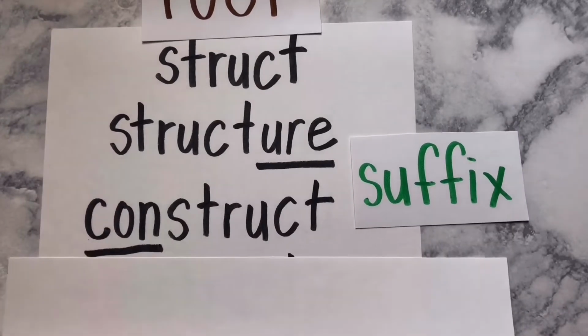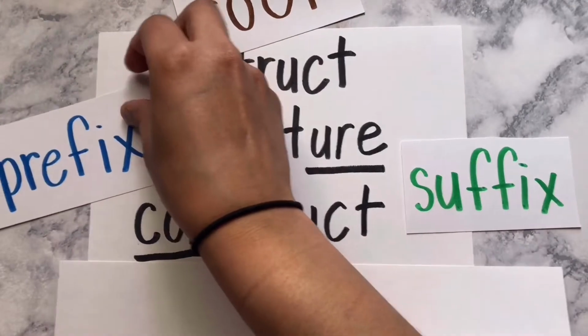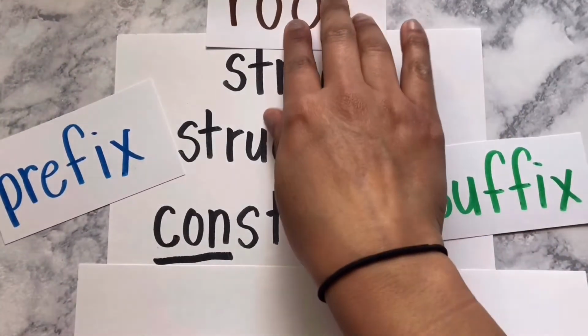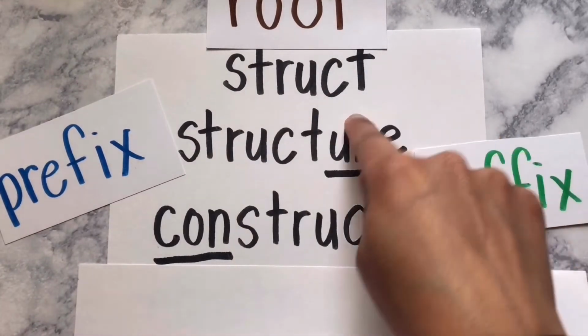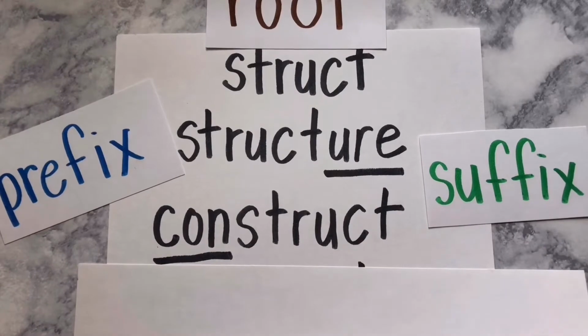If we say construct, we added a prefix in the beginning of the word. So the root word struct is to build, structure is a building, construct is to make or create.